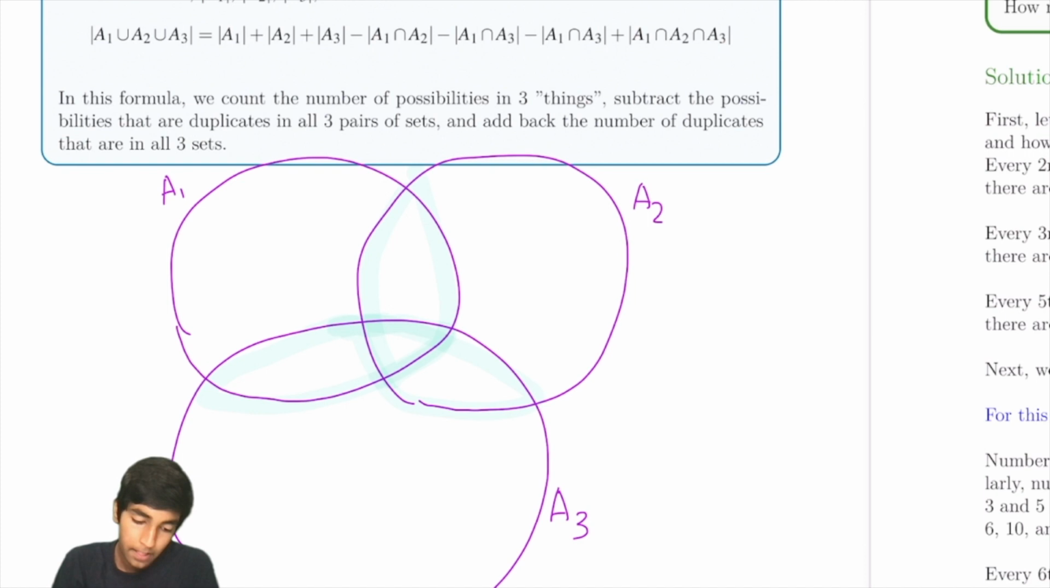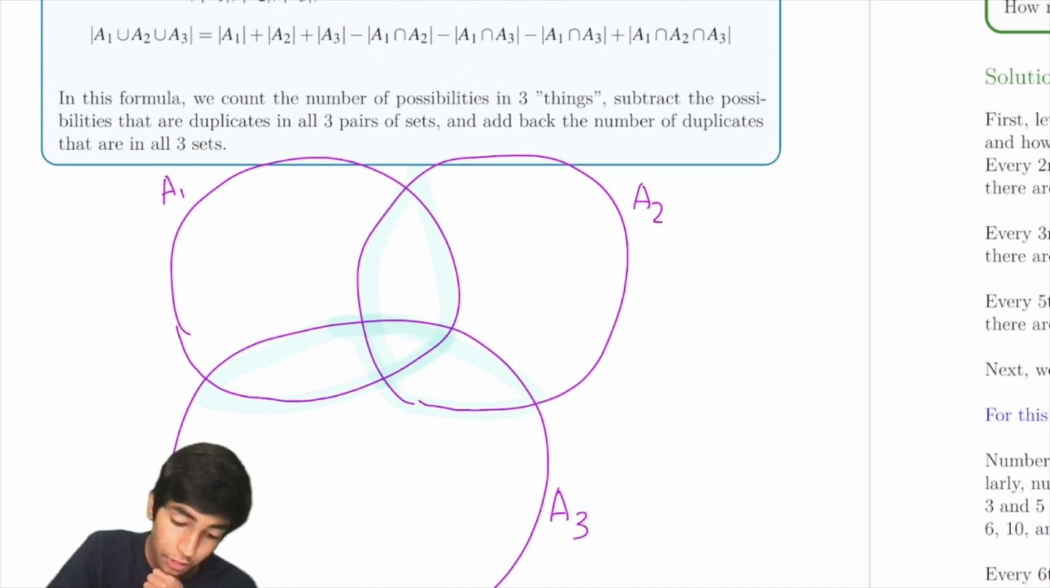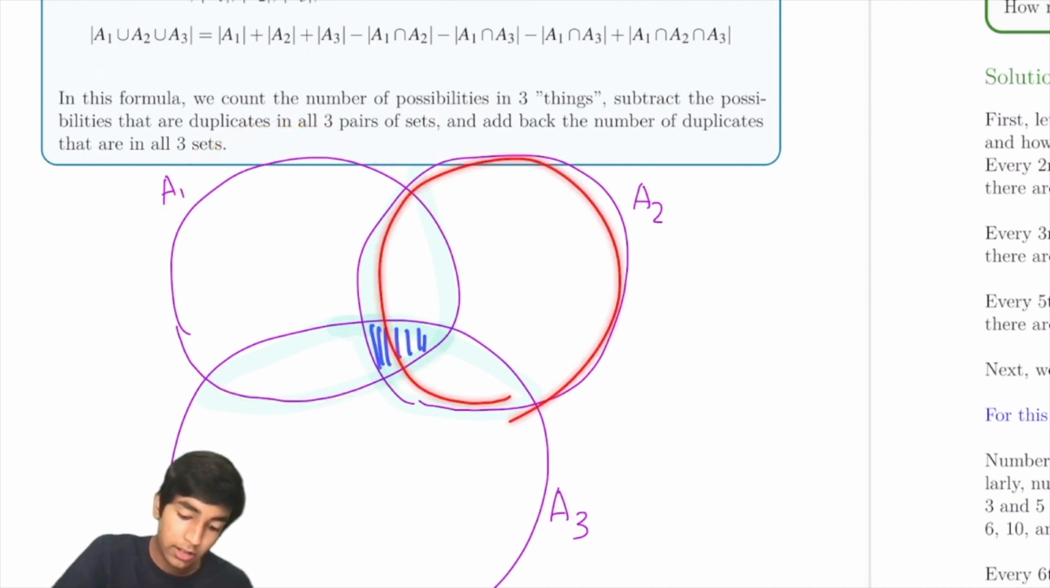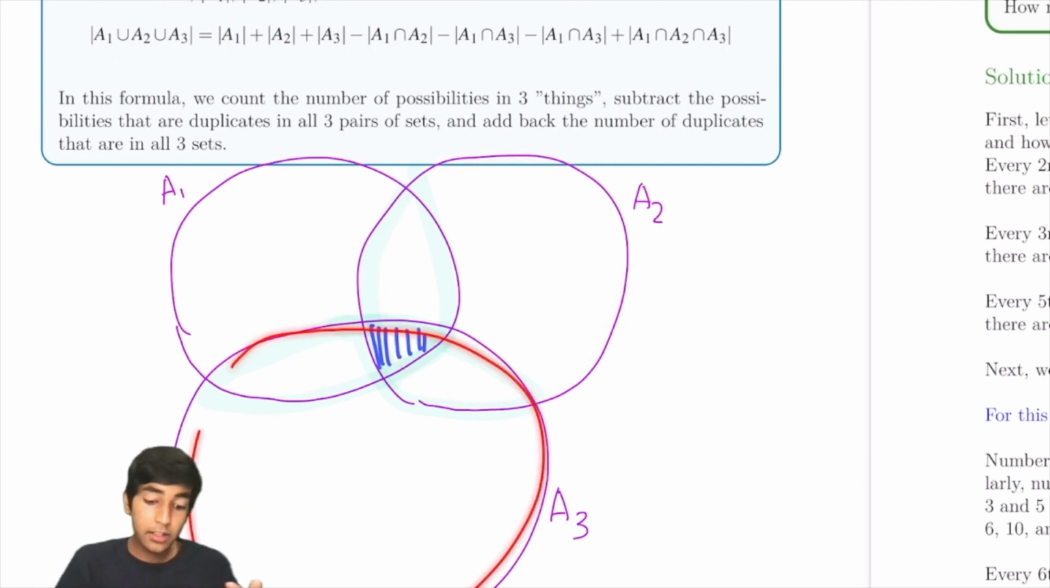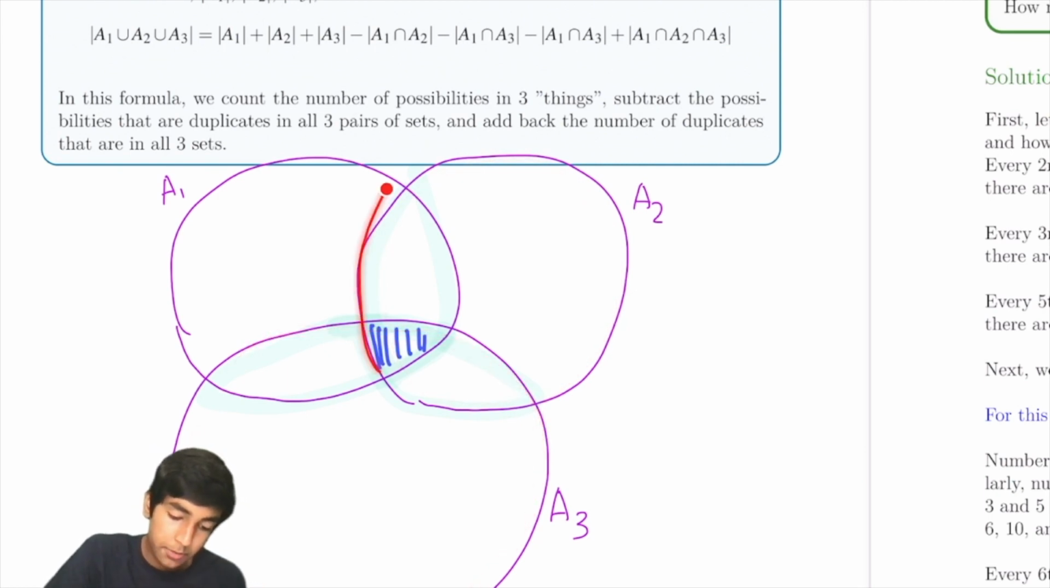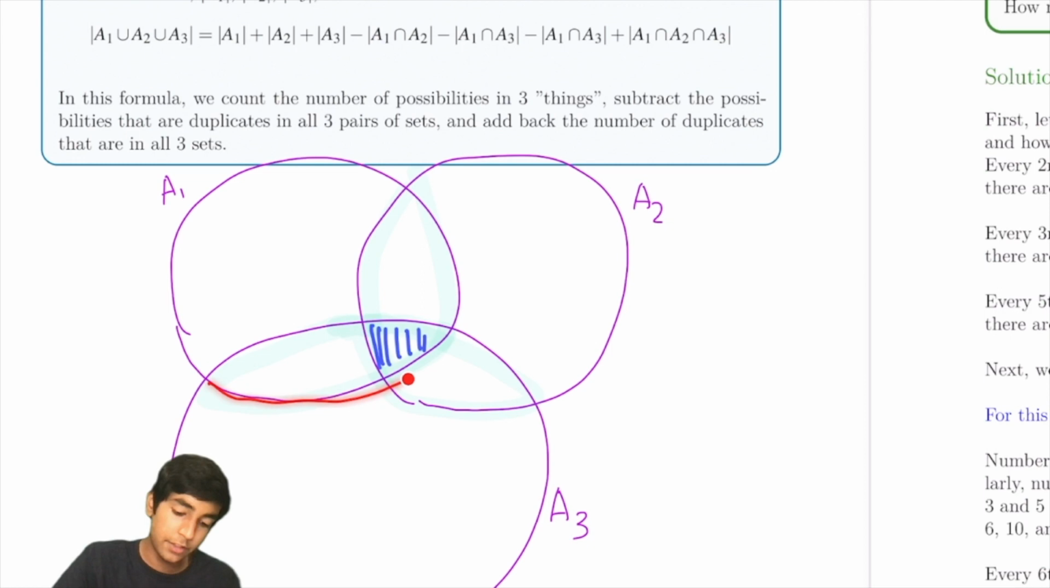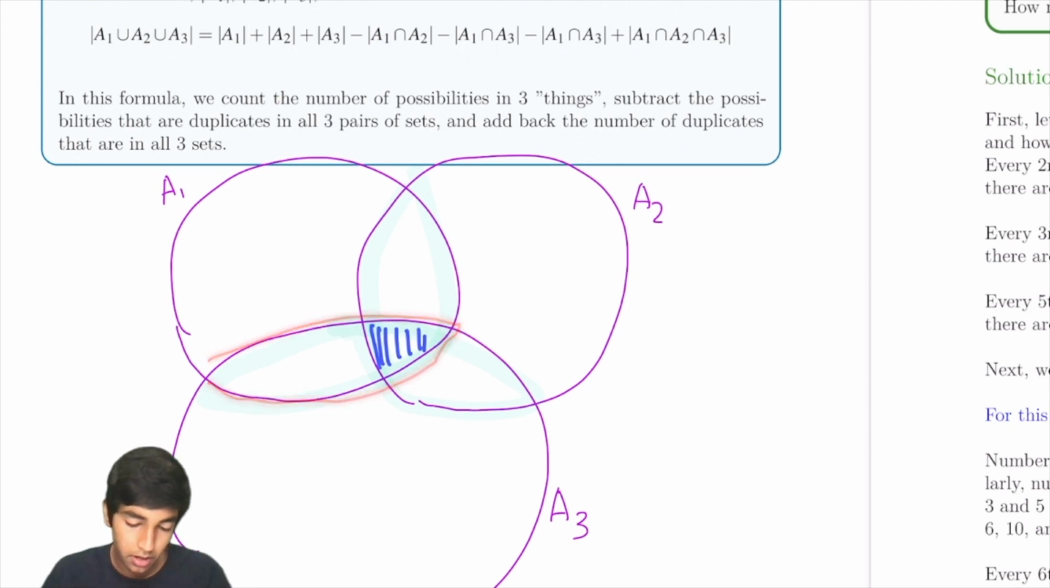Okay. But then the thing is, notice how the center region, first it's counted once as part of A1. It's also counted as part of A2. It's also counted as part of A3. Then it's subtracted as part of the intersection between A1 and A2. It's subtracted as part of the intersection of A2 and A3. And it's subtracted as part of the intersection A1 and A3. So it's added 3 times, subtracted 3 times. But we're trying to count everything exactly 1 time. So we add it back. And that's where this formula comes from.